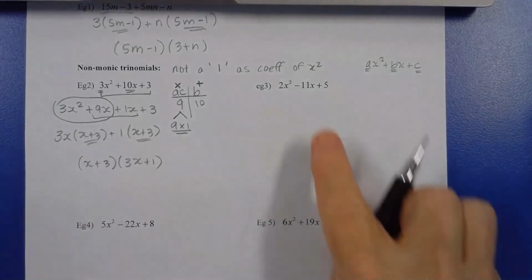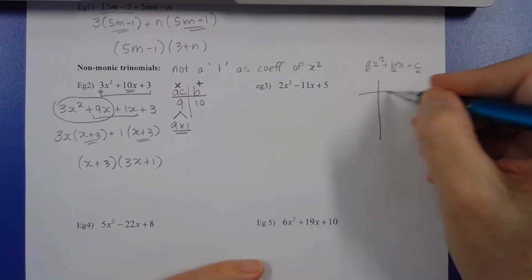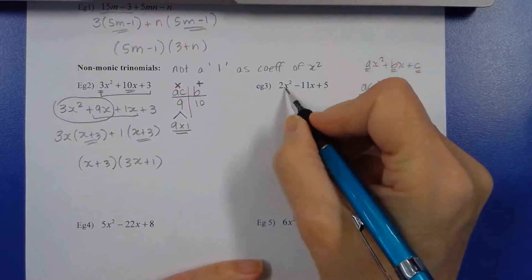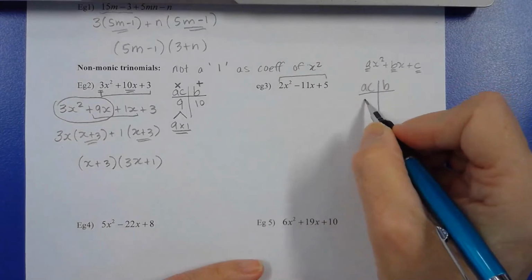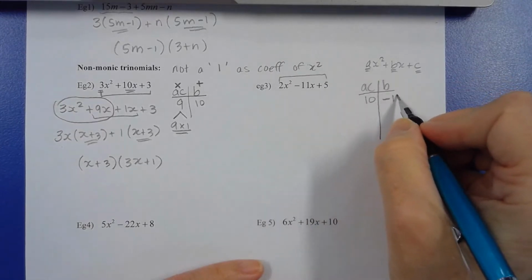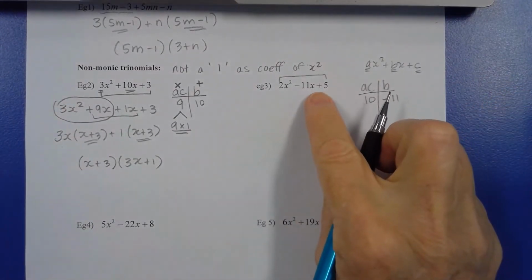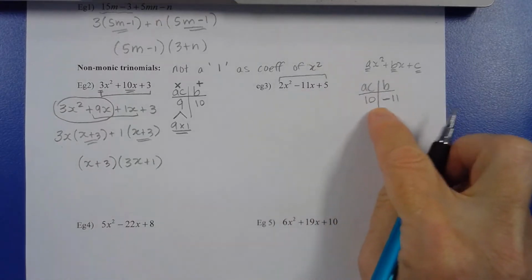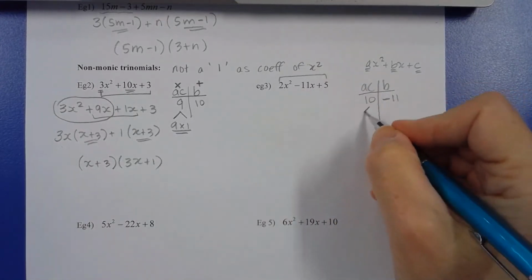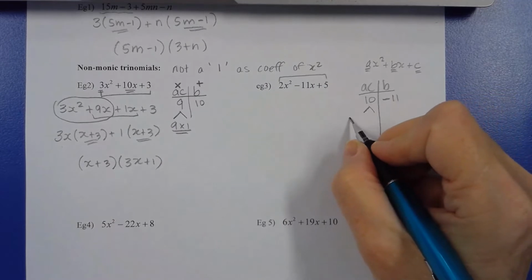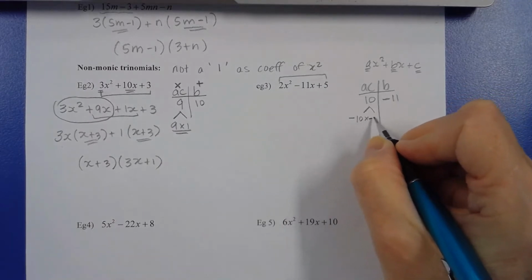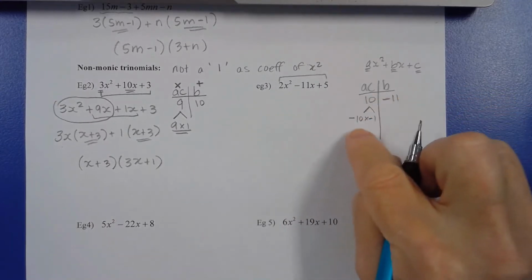Cool. So I'm going to try it here. I'm going to do the ACB method, multiply a times c, and write the b down. So I need two things that multiply to give me positive 10, but add to give me negative 11. The negative times a negative is positive. So negative 10 times negative 1 multiplies to positive 10 and adds to negative 11.